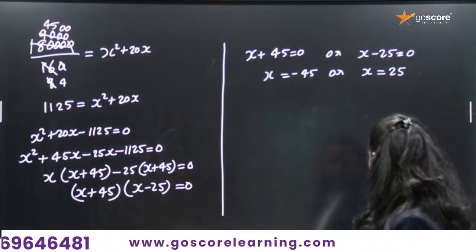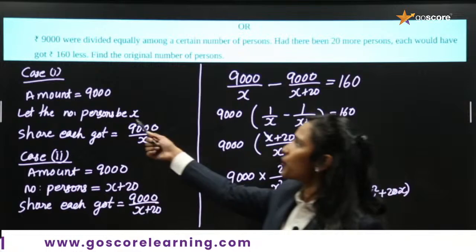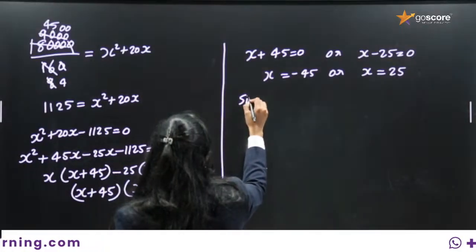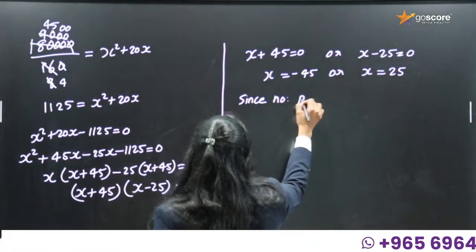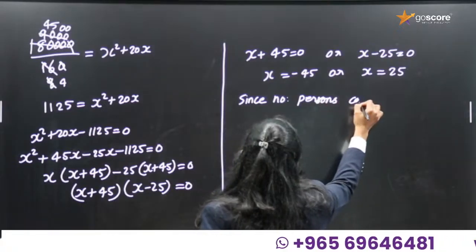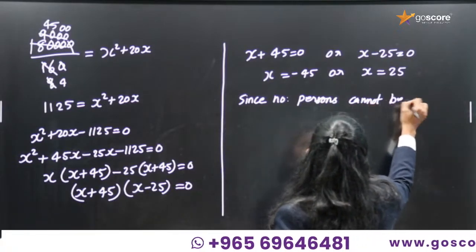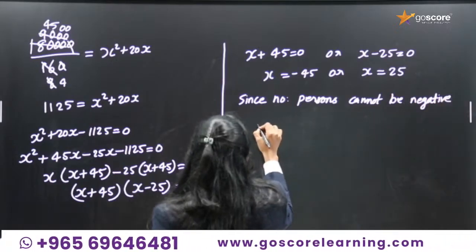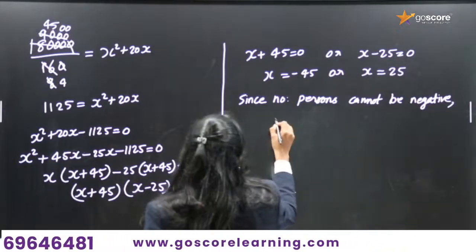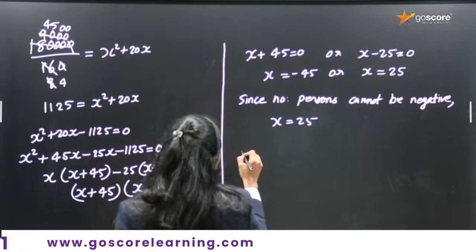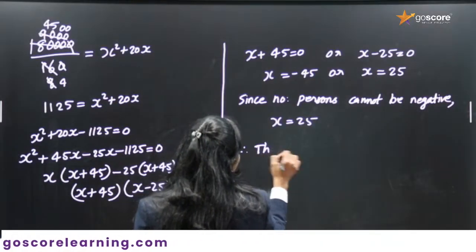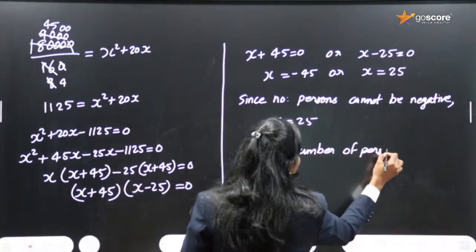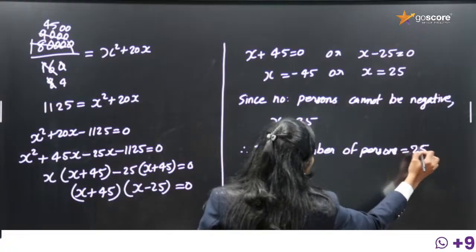What is x? X is the number of person. Since number of person cannot be negative, x equal to 25 is our answer. So therefore the number of persons is equal to 25.